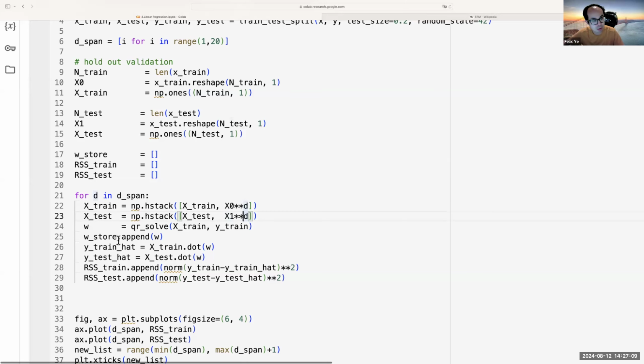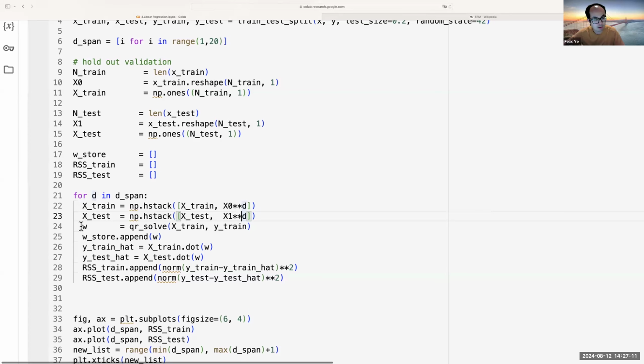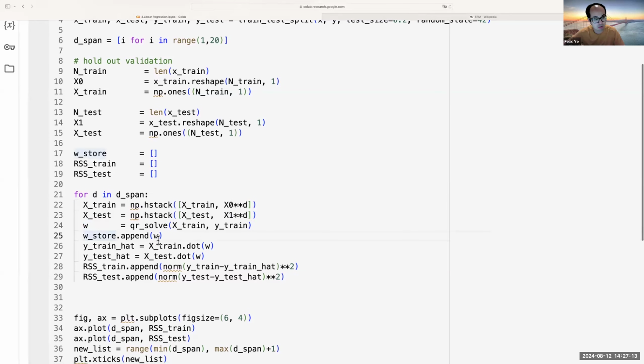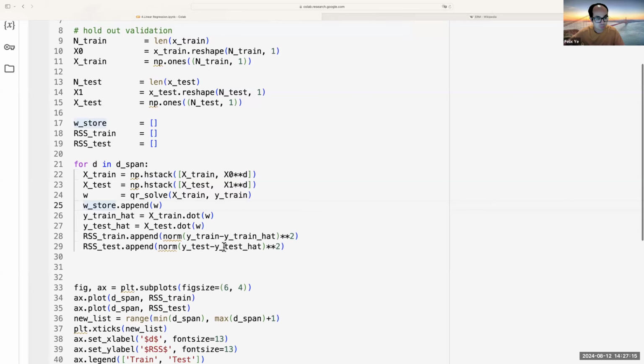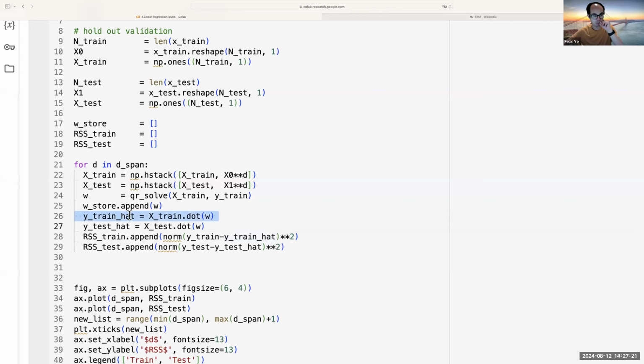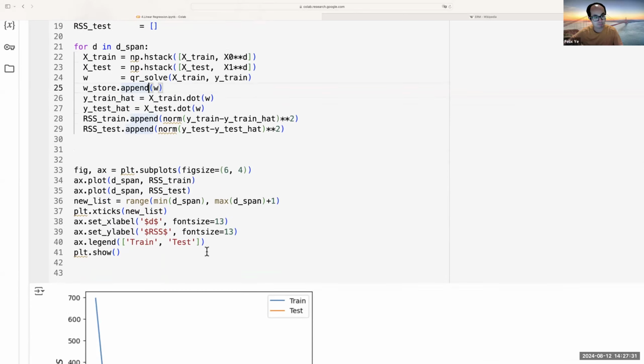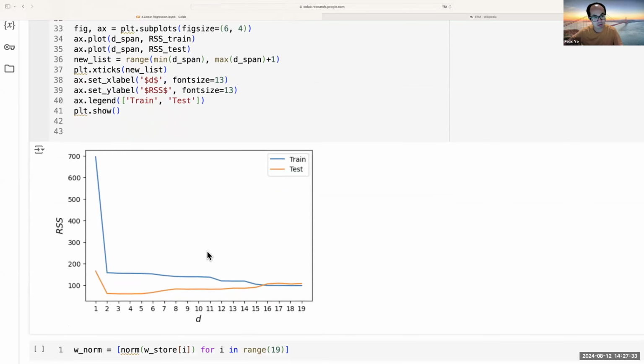Then what we do is we're going to find and store this W, and store the W as well. But the most important part is we are going to find the predicted Y for the training and the testing. Then we are going to calculate the RSS for the training and the RSS for the testing. Okay, so you can see right here, it's quite interesting.